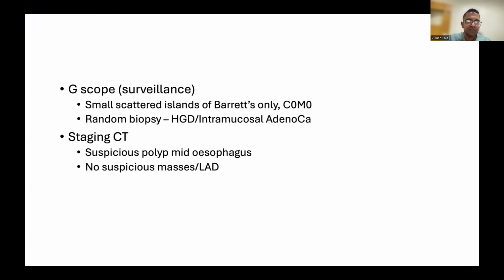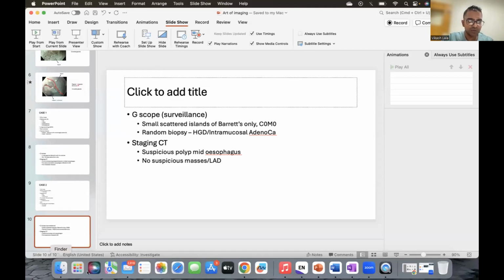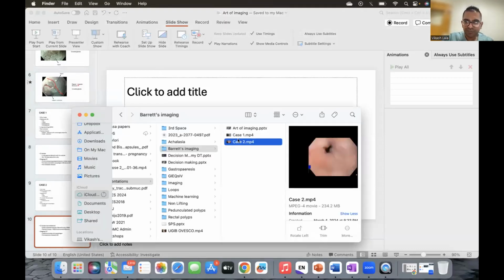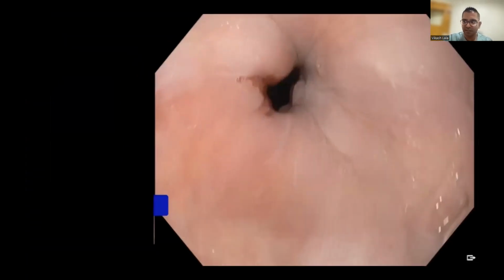He's been obviously on a surveillance program. They're small scattered islands of Barrett's with no real C or M Barrett's, just a few random islands. And random biopsy of one of these islands came back as high-grade dysplasia / intramucosal adenocarcinoma. I'm going to show you the video, and perhaps Prof can also comment when we get back to him about the difference between high-grade dysplasia and intramucosal adenocarcinoma. Can we tell the difference? It often confuses endoscopists and gastroenterologists. Is it the same thing? Can we actually tell the difference? But let me just squeeze through the video quickly.